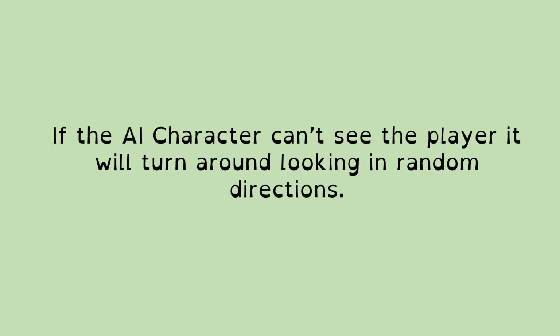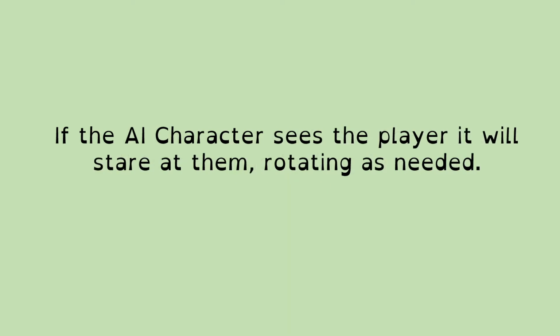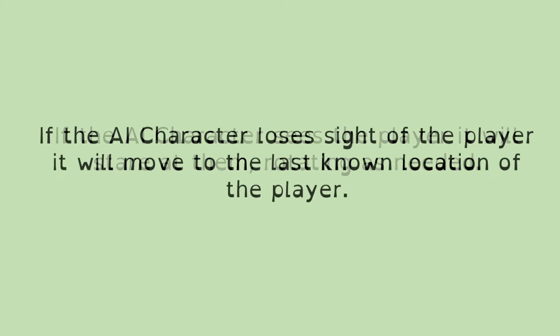So the AI character is going to stand on the spot, and if it can't see the player, it'll keep turning around looking in random directions. Every few seconds, it will turn and face in a different direction looking for the player. If the AI character catches sight of the player, it will stare at them. So as the player moves around, the AI character will rotate on the spot, but keep facing the player as if it's watching them carefully.